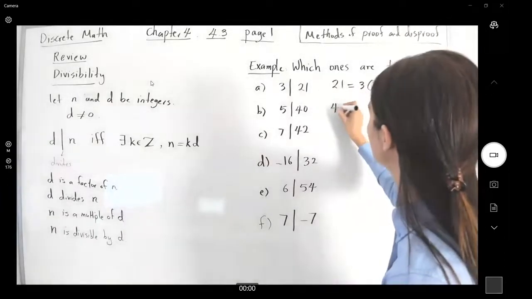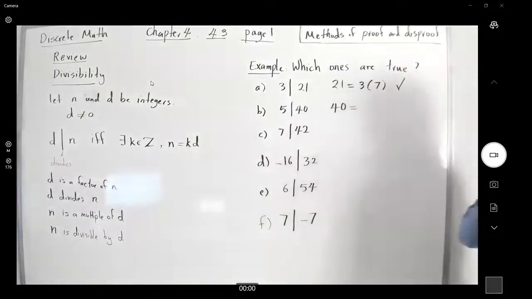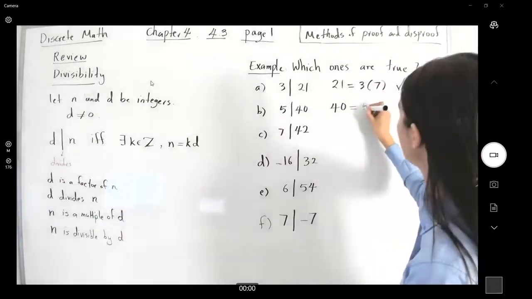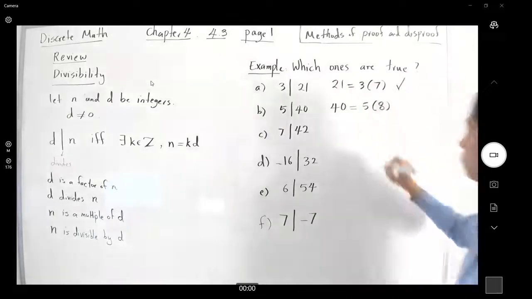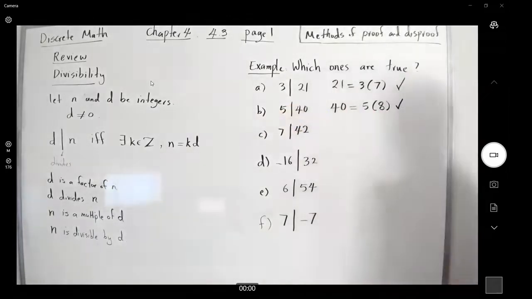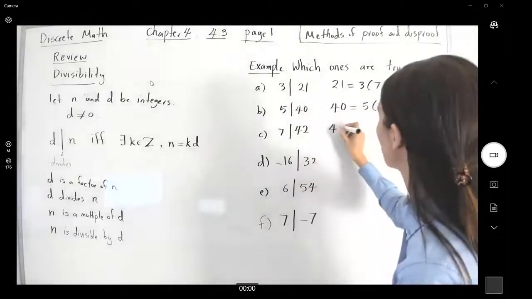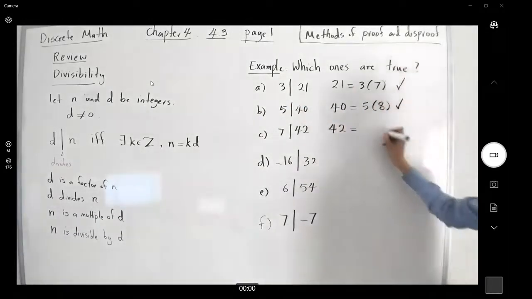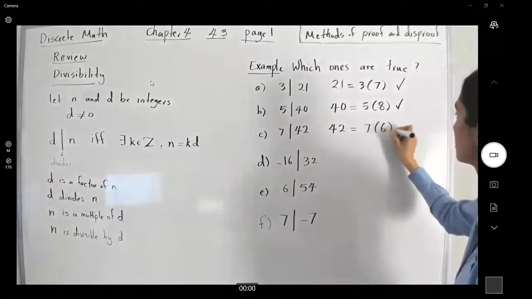How about 40? 40 can be written as 5 times 8. Okay, we found that integer. So using the definition, we're done. 42 can be written as 7 times 6.